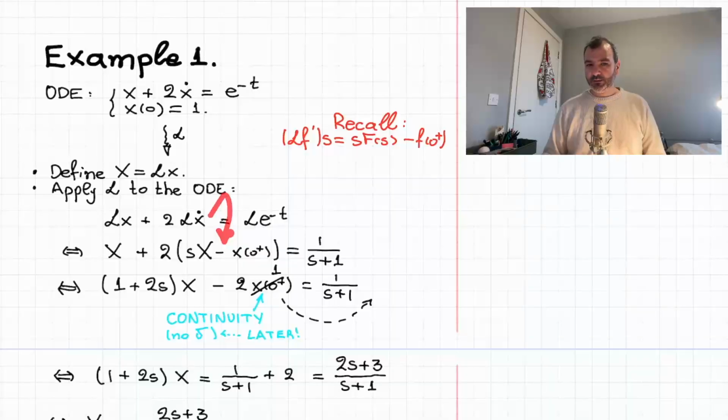And you might be noticing a little discrepancy here. In the equation, we have x at 0 plus. In the problem statement, we have x at 0. Now, the thing is, this is an ODE. Unless you have anything very, very weird, meaning unless you have any Dirac deltas, we'll talk about this later, you can be quite sure that x is continuous. So x at 0 plus and x at 0 are the same thing. So this now is equal to 1 because of this.